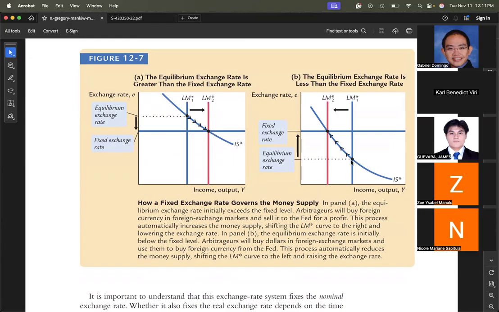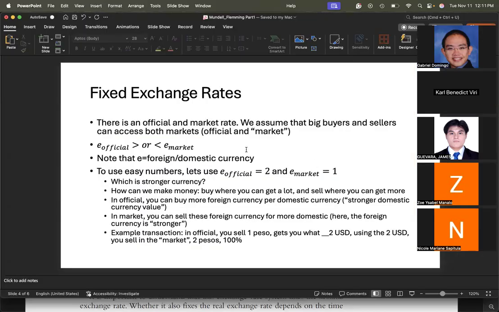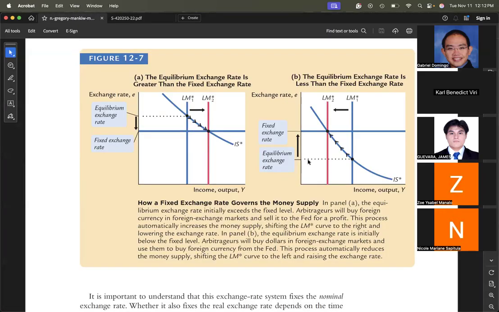Under the initial equilibrium, what is the stronger rate? The official fixed rate or the market exchange rate? Here in panel B. I'll wait for the answer. Sa chat, yung official rate. So the official rate is here. The market is here, which is exactly the case that we are talking about here. The official rate is 2, and here the market rate is 1. So you can imagine this is 2 and then this is 1.